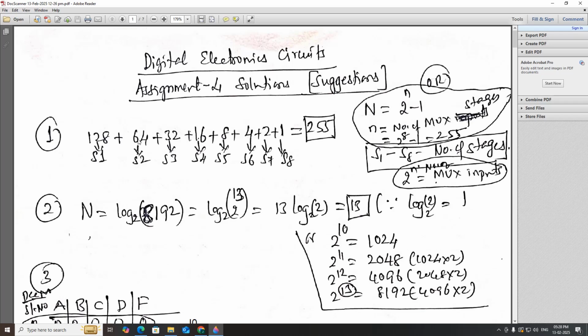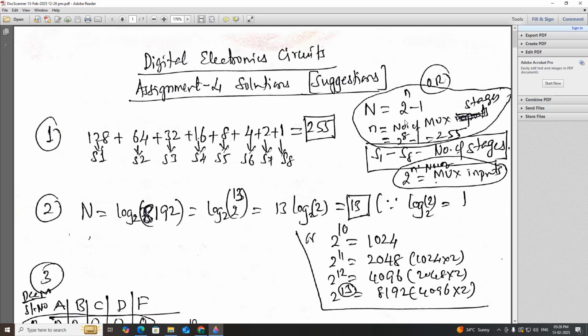In the second stage, it has 64. Third stage 32. Fourth stage 16. Fifth stage it is 8. Sixth stage 4. Seventh stage 2. And the last stage, the eighth stage, it will have only one multiplexer. So if you add all this, you will get 255. So 255 multiplexers are required.